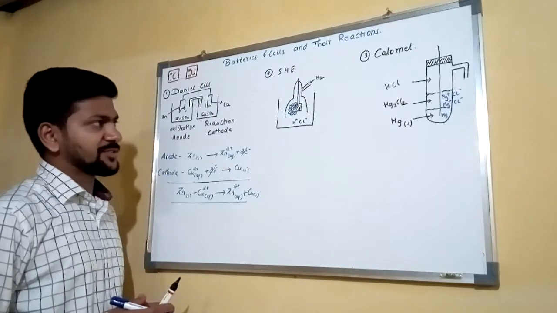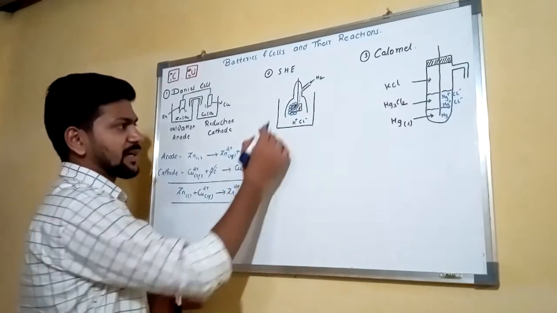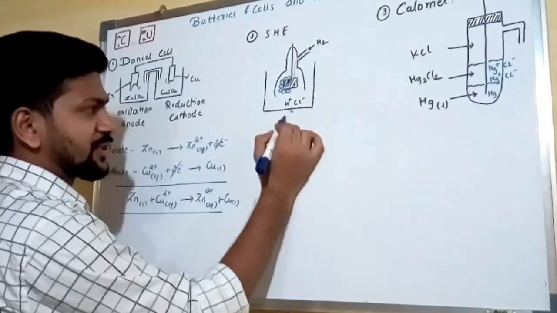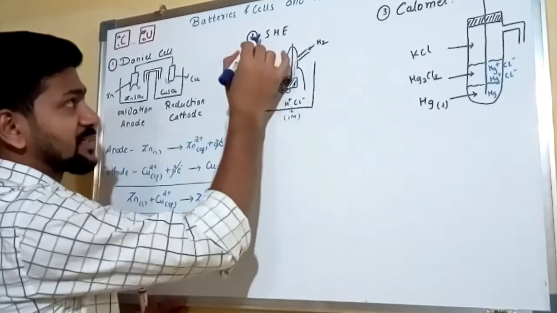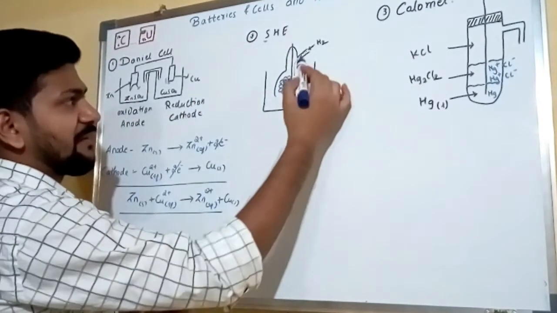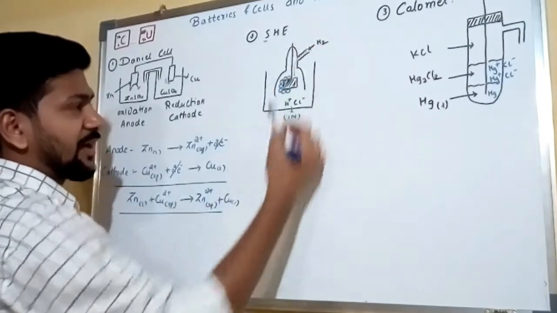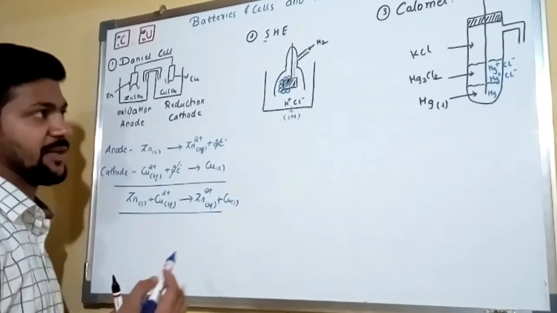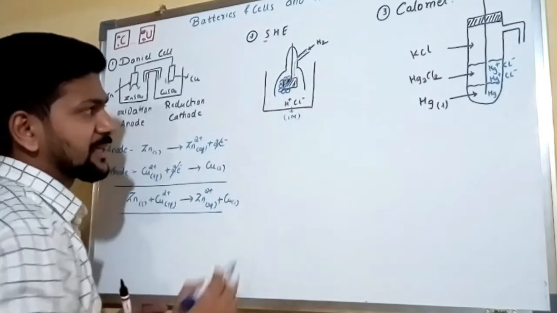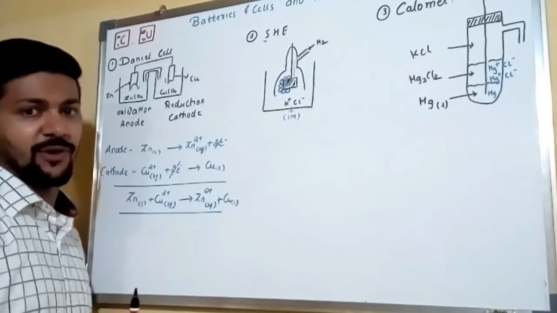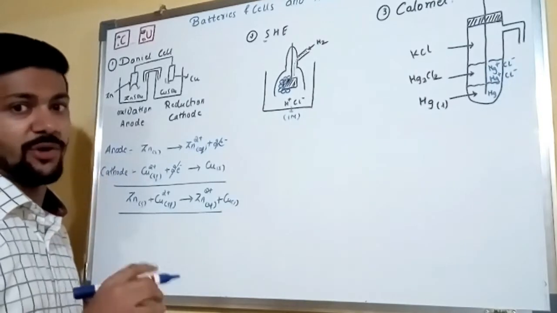Now the construction of SHE is very simple. What you have got is a container containing HCl solution that has to be 1 molar because it's a standard hydrogen electrode. You will have a platinized platinum plate attached to the connecting wire. It can be made up of copper or it can be made up of platinum. This platinized platinum plate has a very high affinity for hydrogen. It absorbs hydrogen on its surface.